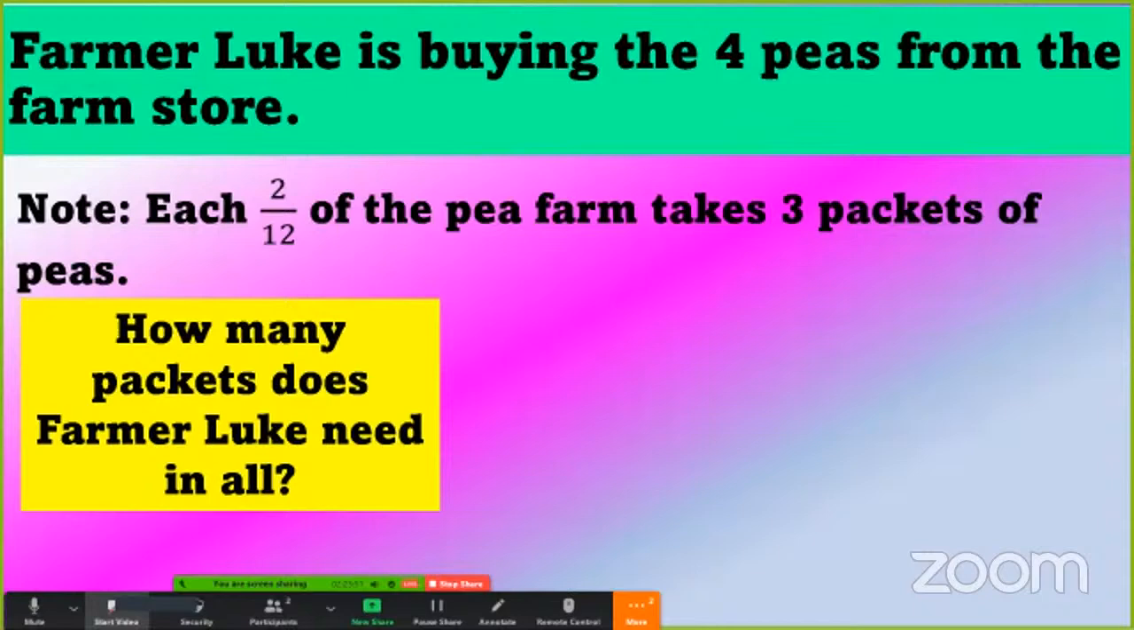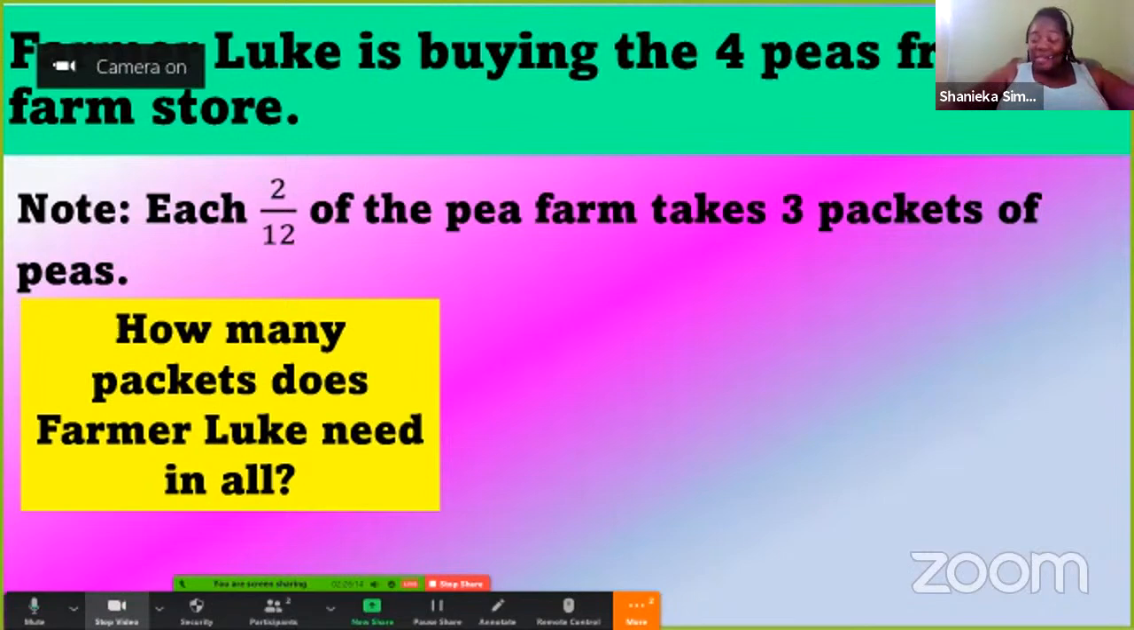2/12 is equal to 3 packets, and another 2/12 is equal to 3 packets. So I add both of those up, and then I get 6 packets. Right, 2/12 and 2/12 equals 4/12. Great. Absolutely, really good explanation.